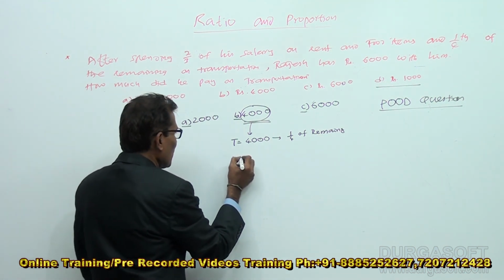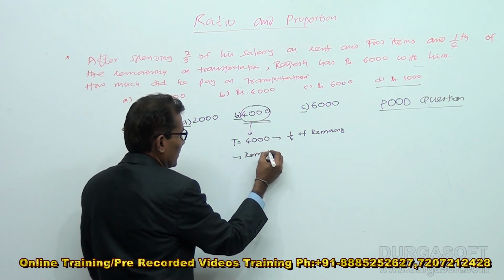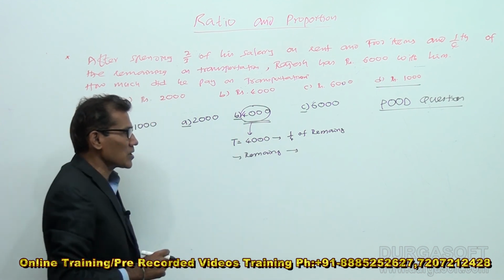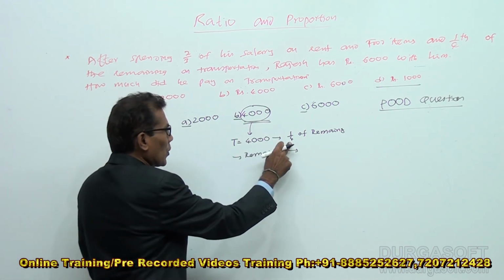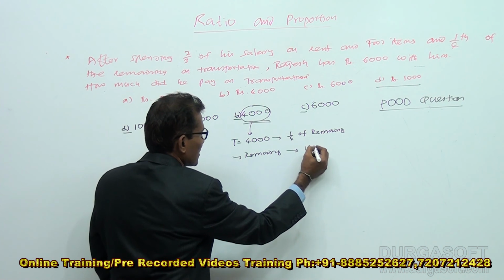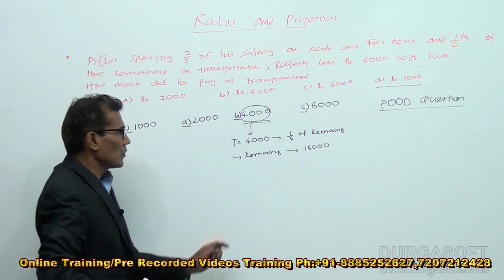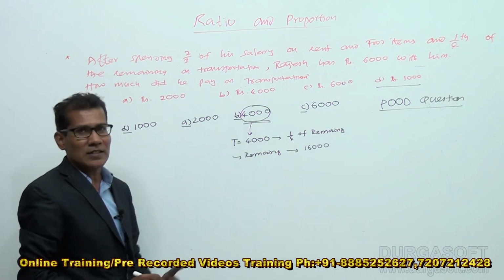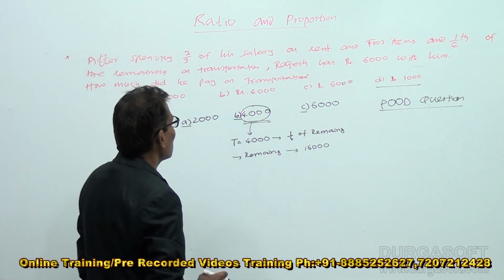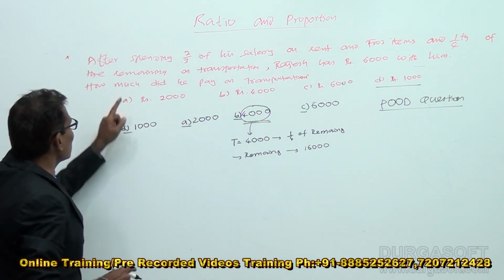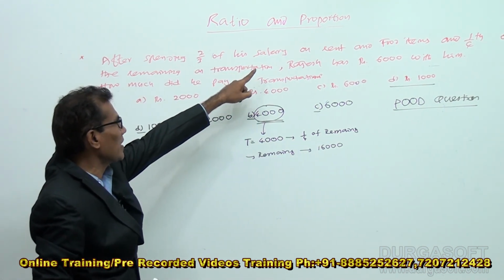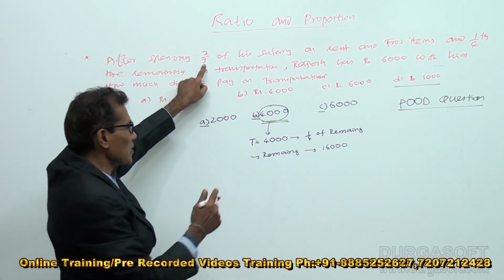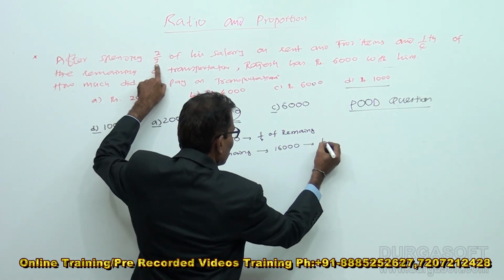Now from this, can we find the remaining amount? 1/4 of the remaining is 4000. The remaining amount must be 4 times of this, means the remaining amount must be 16,000. 4000 is 1/4, therefore the remaining must be 16,000. This is the remaining amount. But when 16,000 remains after spending 2/3 of the salary, the remaining must be 1/3. So this is exactly equal to 1/3.